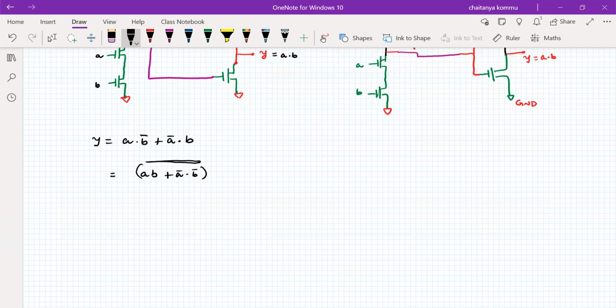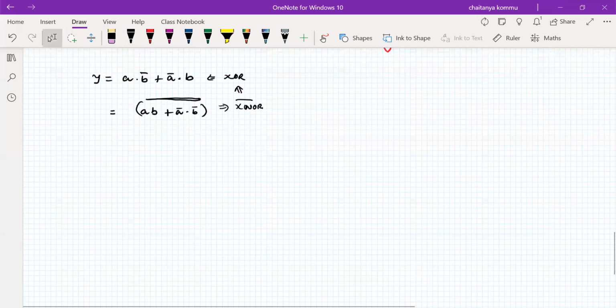Actually, I have given an XOR gate. This is an XOR gate. The XOR gate is nothing but the complement of XNOR, and the XNOR complement is nothing but this one only, right? So that's what I'm doing. Now the question is how many transistors I should consider. For this one, how many variables are there? 1, 2, A bar, B bar.